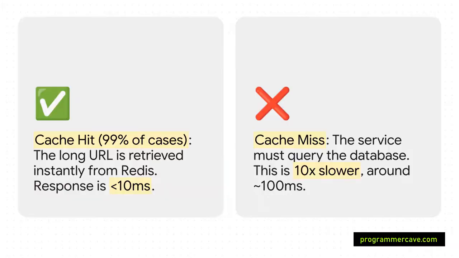And the performance difference here is just staggering. A cache hit, which for any popular link should happen over 99% of the time, gets a response in under 10 milliseconds. That's basically instant. But a cache miss? That forces a trip to the database, pushing the response time to 100 milliseconds or more. That's 10 times slower. So the cache isn't just a nice-to-have feature, it's the absolute heart of our system's performance.